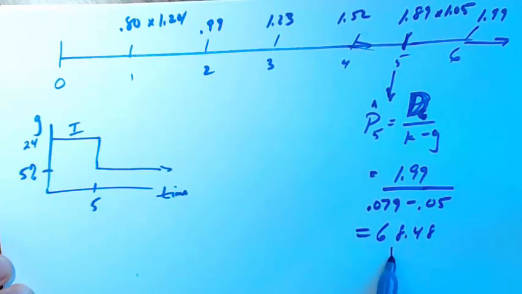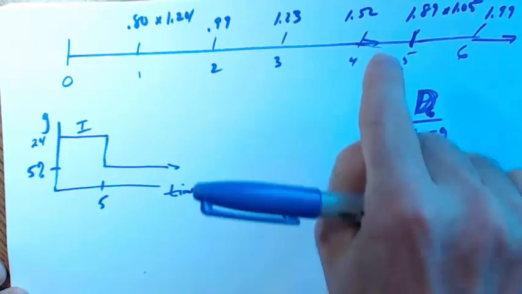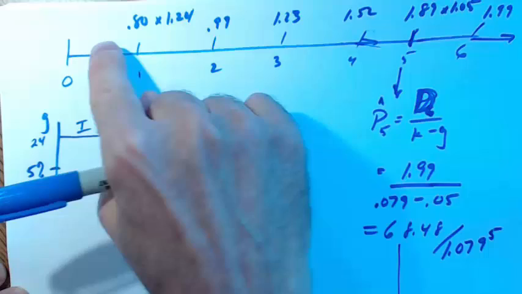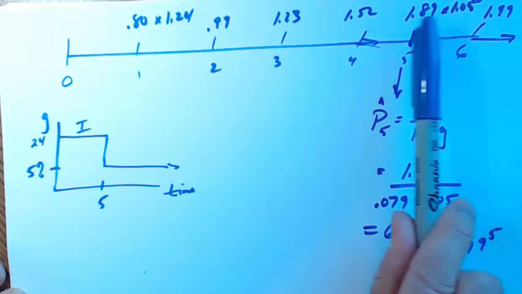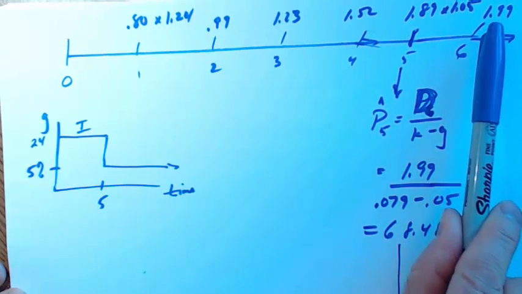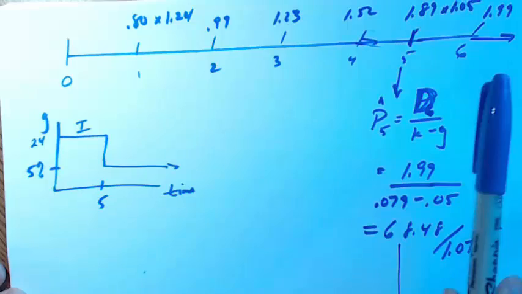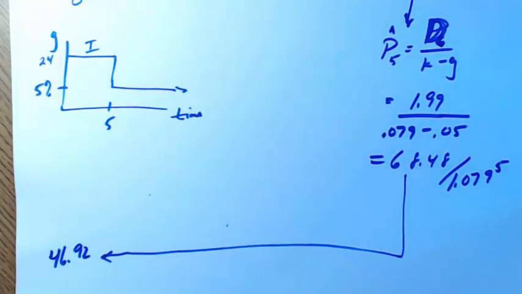But that's year 5. Let's get it into today's dollars. So I'm going to take this 68 and divide it by 1.079 to the 5th power. I'm going to discount it 1, 2, 3, 4, 5 periods. It comes out to be today $46.92. So the value of all the cash flows out to infinity, the dividends starting in year 6 going all the way out to infinity, today is worth about $47.